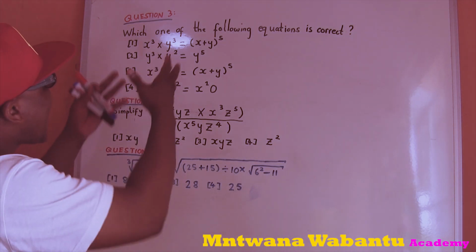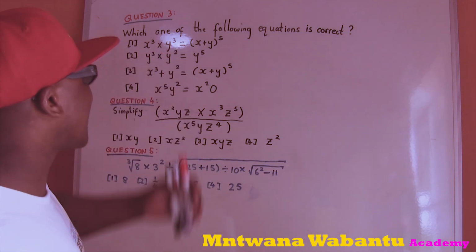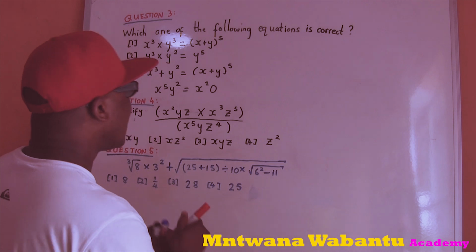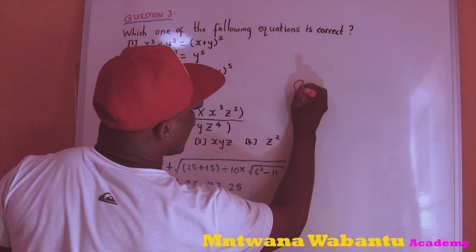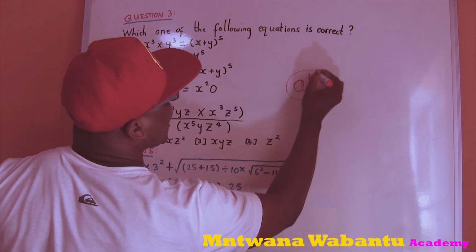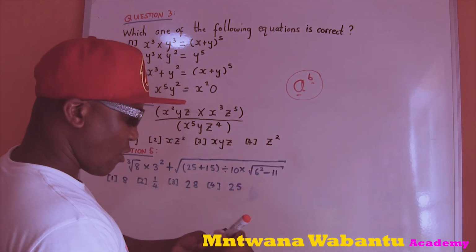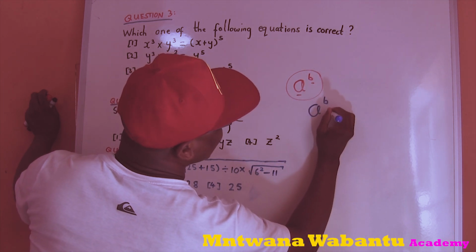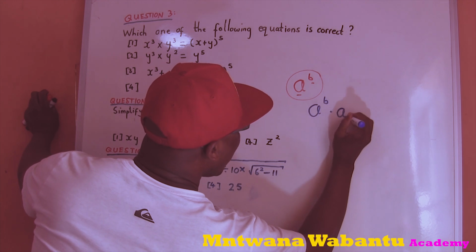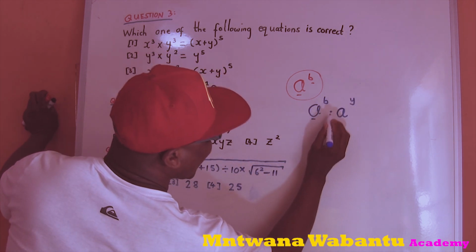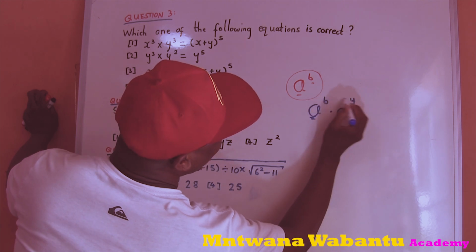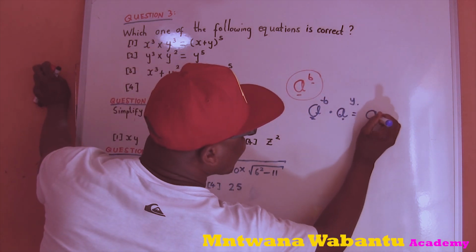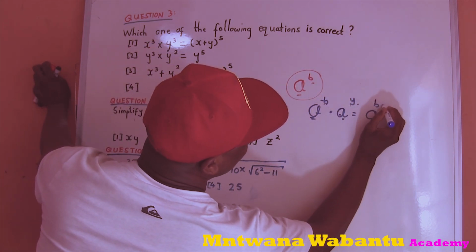First and foremost, before you start, because some people don't know what is happening as far as exponentials, let me explain for a minute. Let's say A power B. This is the base, and this is the power. Whenever you have A power B times A power Y, you see these bases are the same. If the bases are the same and there's a multiplication, you write only one base, A, and add the powers, B plus Y.